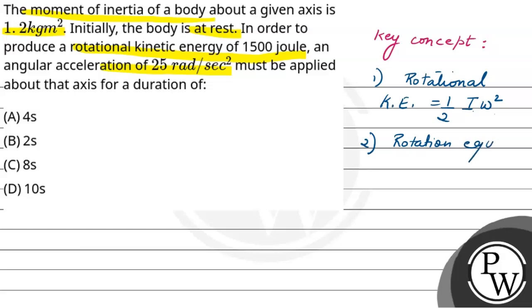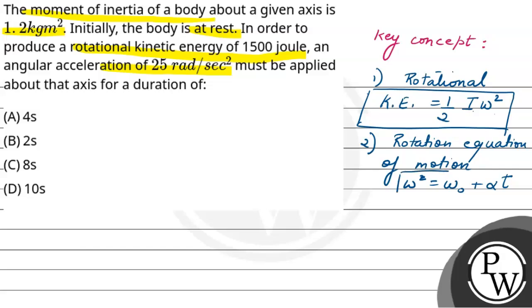The second concept used here is the rotational equation of motion. So rotational equation of motion is omega is equal to omega naught plus alpha t. Here omega is the final angular velocity, omega naught is the initial angular velocity, alpha is the angular acceleration, and t is the time period. So we will be using these two concepts here.